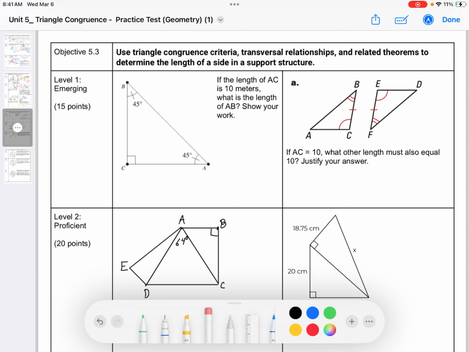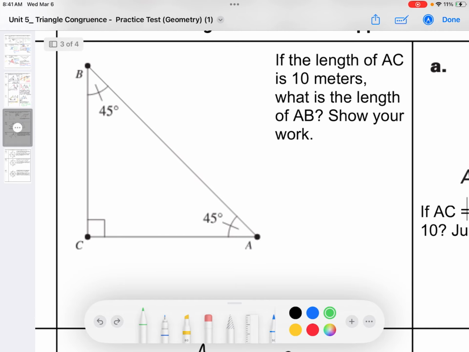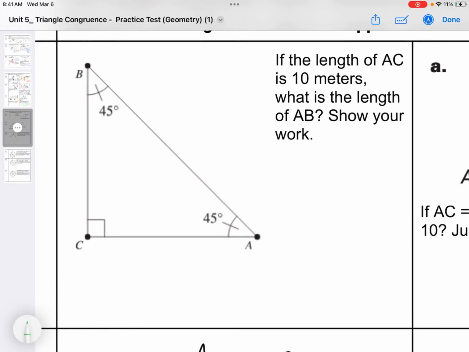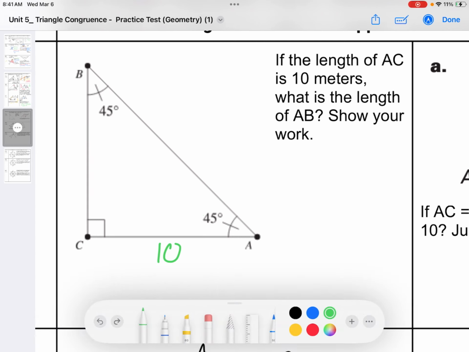They say if the length of AC is 10 meters, what's the length of AB? That's this one. Well, we're trying to find the length of AB. You know, AC is 10 meters. First thing I do is label that on here. But look at these two 45-degree angles. Those are congruent, making this an isosceles triangle. That's the converse of the isosceles triangle theorem, but you can see this is an isosceles triangle. So this is 10 as well.